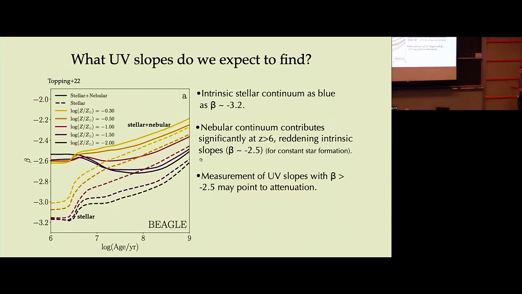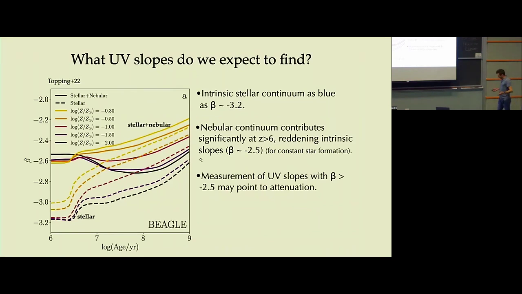A little refresher here. We look at the intrinsic UV slopes versus the stellar population age. These dashed lines shown here show the UV slopes of the intrinsic stellar population for different metallicities. Different colors show different metallicities. And you'll see that the intrinsic stellar population can produce a UV slope of -3, even down to -3.2.